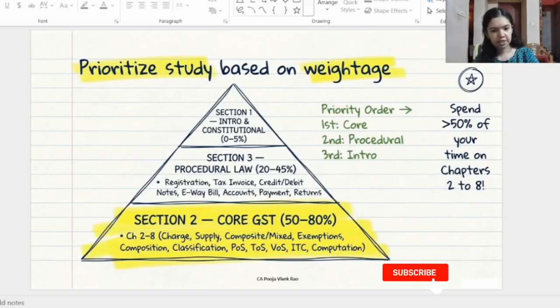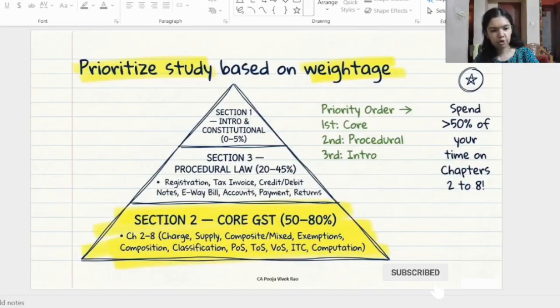Now let's go ahead with section 3. Section 3 comprises chapters from Chapter 9 to Chapter 15. It carries 20% to 45% weightage, and it includes areas such as registration, tax invoice, credit notes and debit notes, e-way bill, accounts and records, payments, returns. So this section carries the second highest weightage after the core GST provisions.